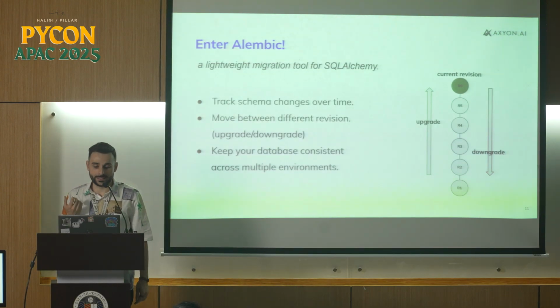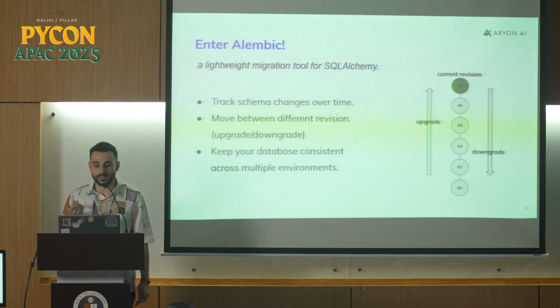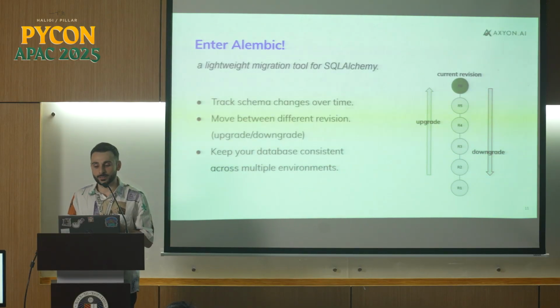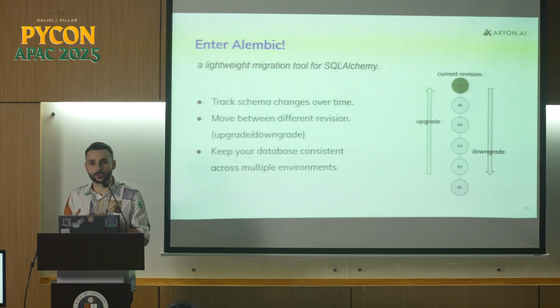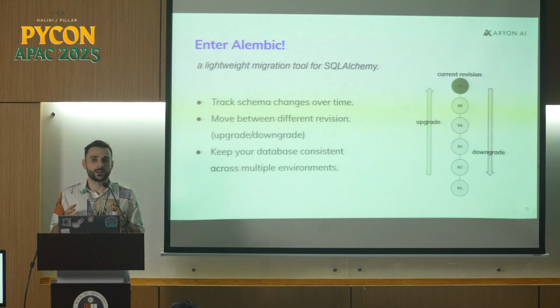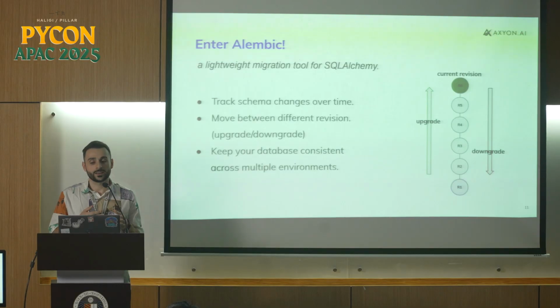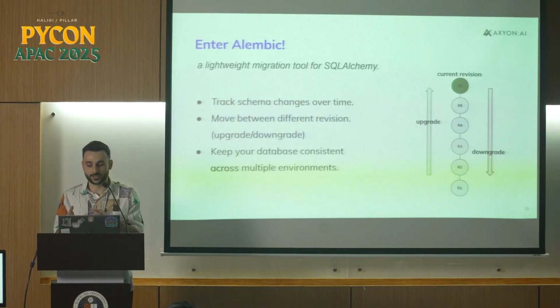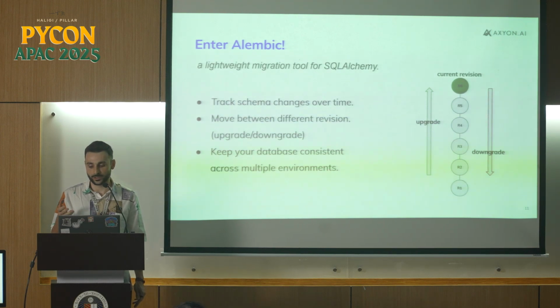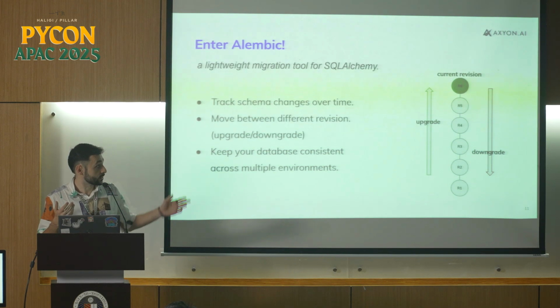Alembic is a Python library that provides a lightweight migration tool for SQLAlchemy, and allows us to perform database migrations using Python in a version-controlled way. You can think of it as Git, but for database migrations, where what we usually call commits in Git are called revisions here, and we can switch between different revisions with just a simple command. For example, if we want to go from revision R1 to revision R6, which is the latest in this case, we just do the upgrade operation.